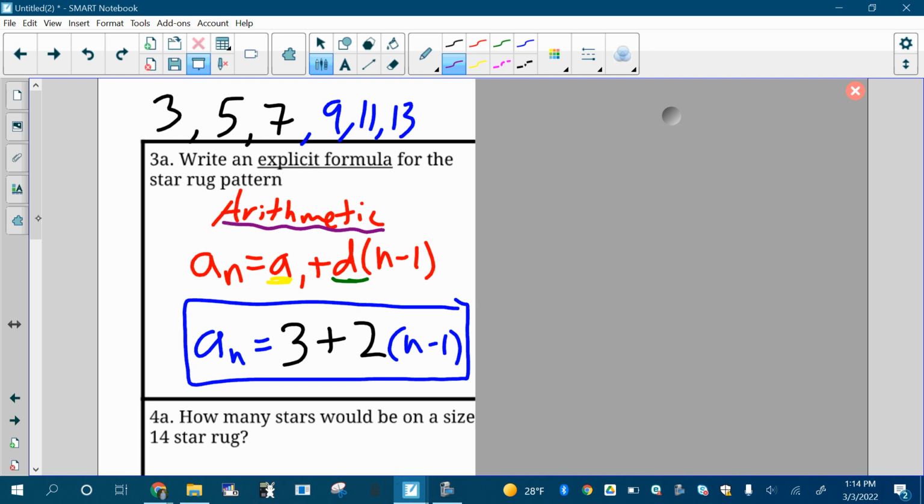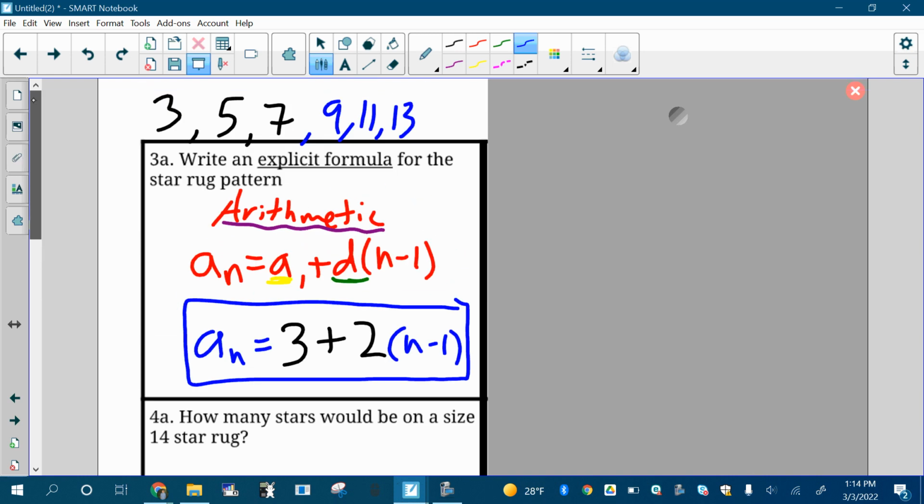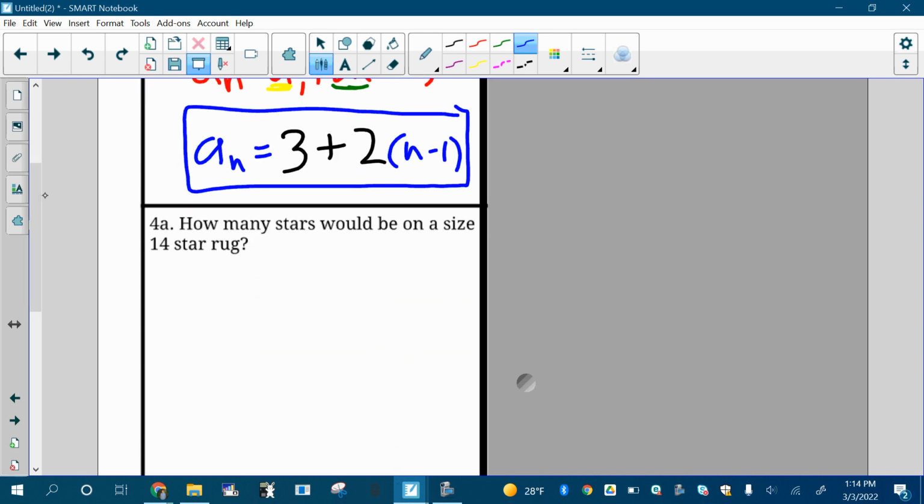Next question says, now that you have this explicit formula, how many stars would be on a size 14 star rug? I'm not going to just continue the pattern up to 14, because I got this cool formula. I'm going to figure out how many stars would be on the 14th rug by plugging in 14 for n. Toss that all in your calculator. You should get 29.